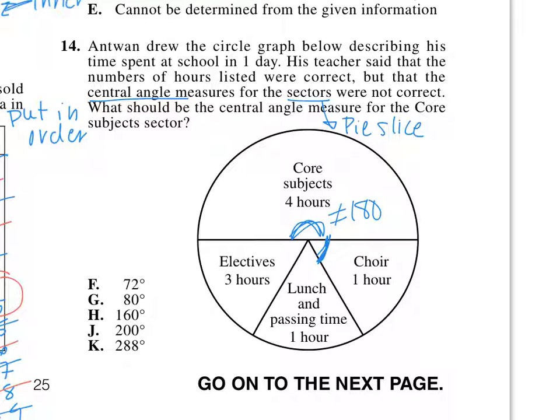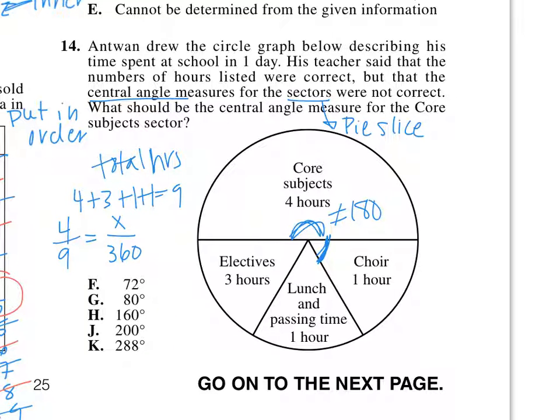So I just want to look at the total number of hours: 4 plus 3 plus 1 plus 1. I get 9 hours. Now, core subjects is 4 of the 9 hours. And we want to know how many degrees that is out of a circle. Circles are 360 degrees. So we're going to do a little cross multiply again.